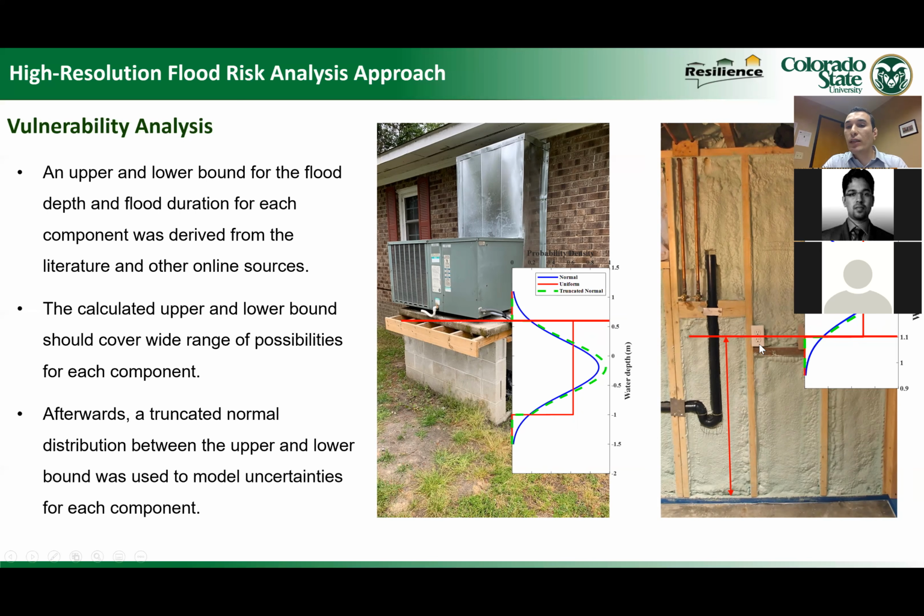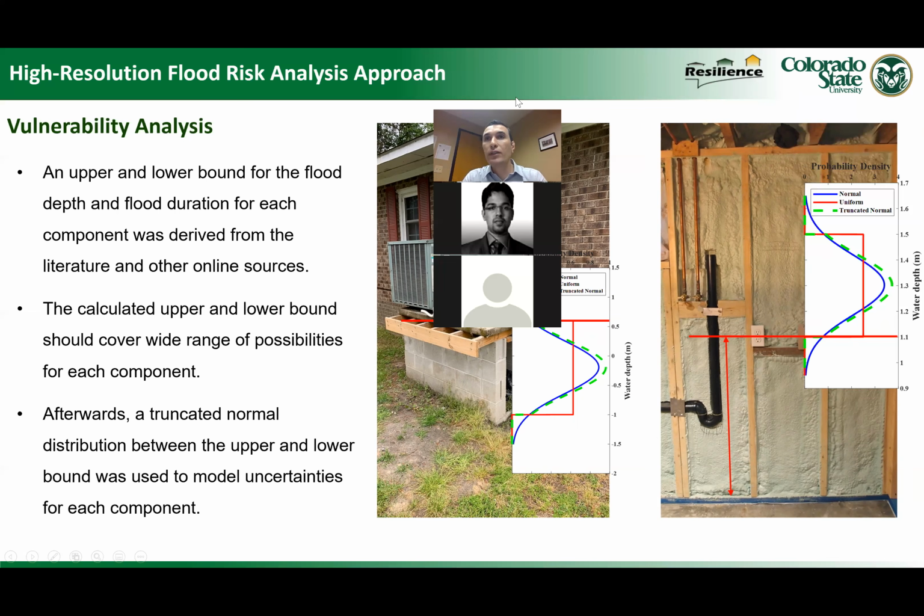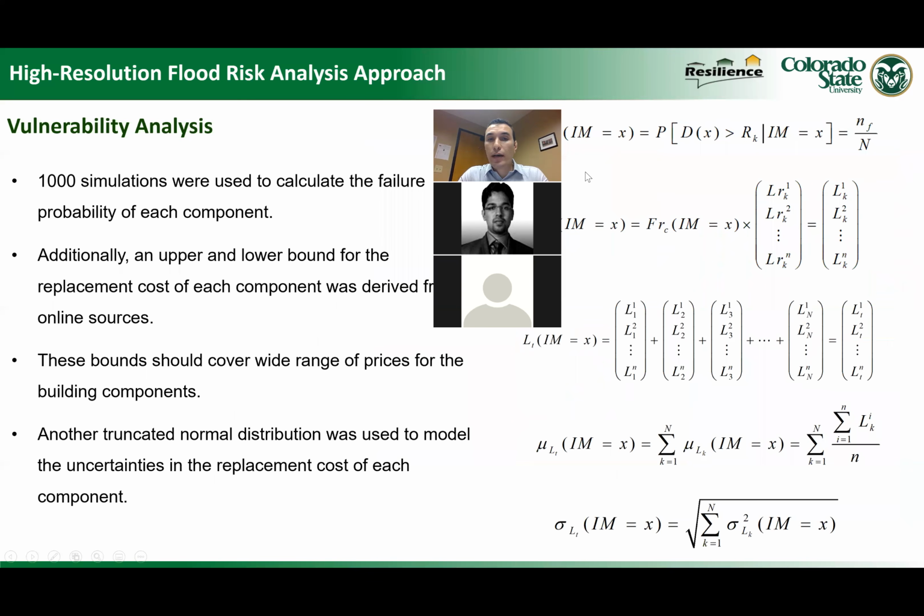And similarly, we did this for the electrical receptacles and the TVs. The TVs could be on a table that is 2 feet from the ground, or could be mounted on the wall at 4 or 5 feet from the ground. So we did this for all the components. These are the equations that we use.